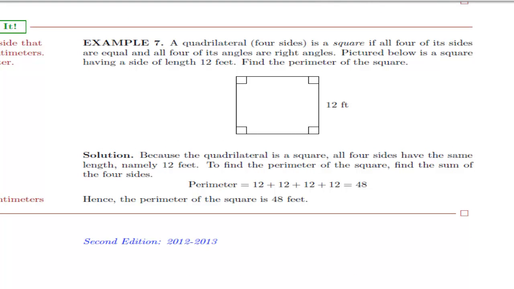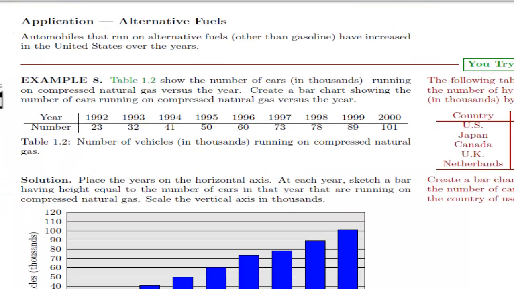Example 7. A quadrilateral with 4 sides is a square if all 4 of its sides are equal and all 4 of its angles are right angles. Pictured below is a square having a side of length 12 feet. Find the perimeter of the square. Solution. Because the quadrilateral is a square, all 4 sides have the same length, namely 12 feet. To find the perimeter of the square, find the sum of the 4 sides. Perimeter equals 12 plus 12 plus 12 plus 12 equals 48 feet.